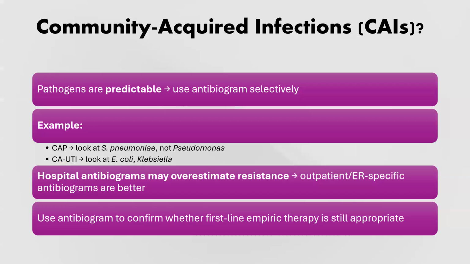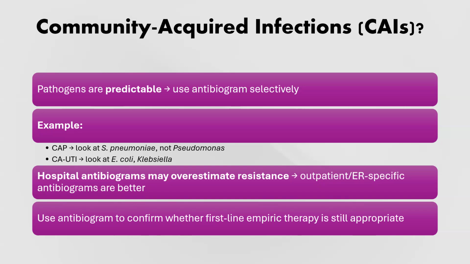For community-acquired infection, you should know that the pathogen is predictable according to the guidelines. They usually illustrate the most common pathogens, and we go to the antibiogram and see the susceptibility of those microorganisms to different antibiotics. For example, if you have CAP, you look for Streptococcus pneumoniae, not Pseudomonas, and for community-acquired urinary tract infection, you look for E. coli and Klebsiella.